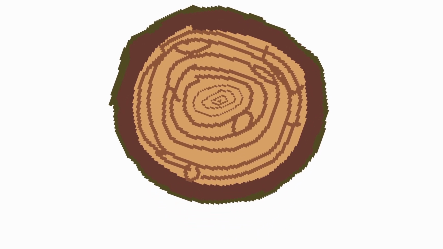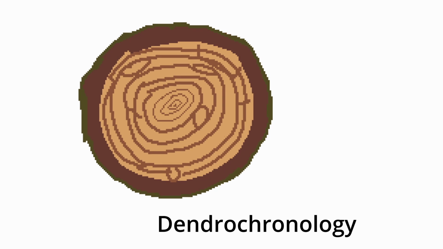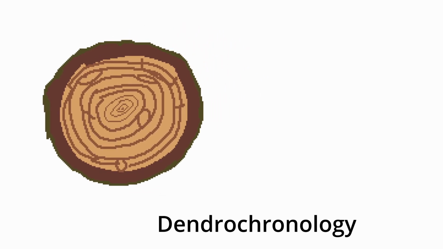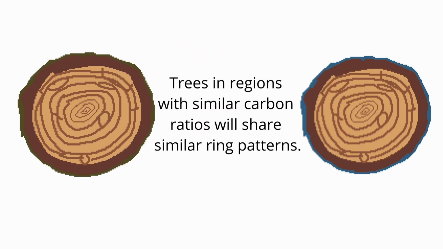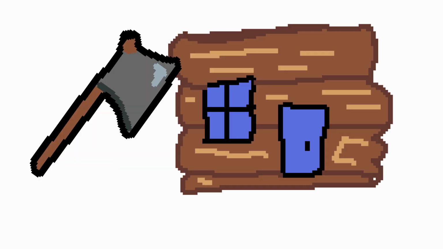This field of looking at tree rings is also referred to as dendrochronology. Dendrochronology works on the fact that trees in similar areas all experience the same carbon ratios within their rings over the same period of time, meaning that this common ring pattern is shared between all things made from wood at that time, like tools and buildings, so you can figure out how old certain wooden items are.